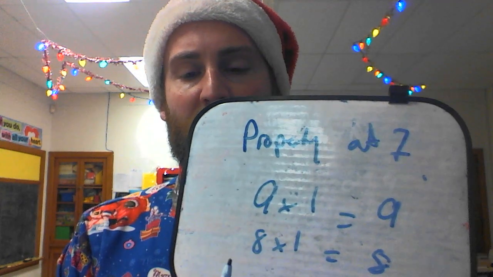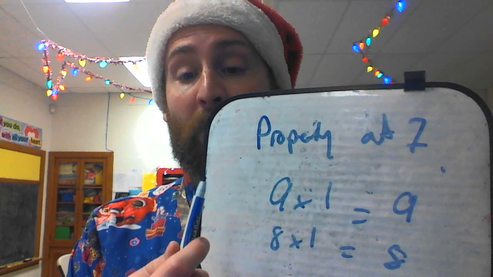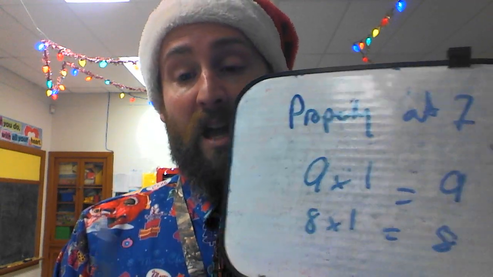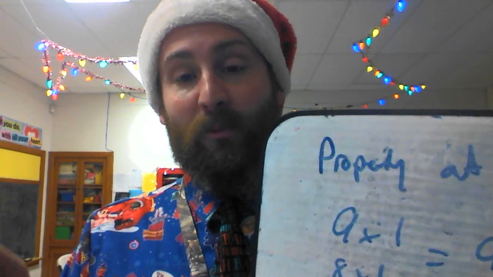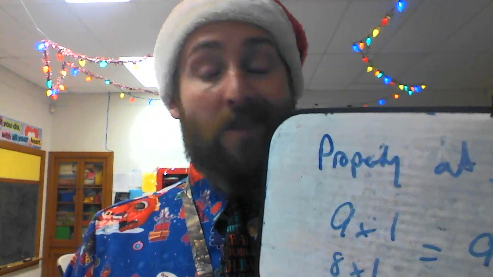Next one is called the multiplication property of 1. Basically, it states that anything times 1 is itself. Anytime you have a 1 in the problem, the answer is the other number. So 9 times 1 is 9, 8 times 1 is 8, and 10 times 1 is 10.